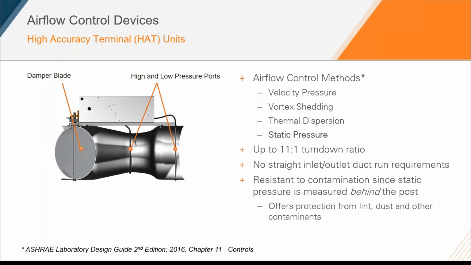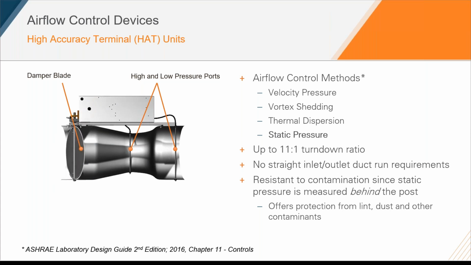So looking at this high accuracy terminal unit, the biggest thing you're going to see different between this valve is that shape. We no longer have that cylindrical shape. Instead, we're utilizing this venturi shape. What this venturi shape allows us to do is compress the airflow from the inlet of the valve to the throat of the valve. And what this does is it amplifies the pressure drop that we can measure and control airflow. So this amplification of the pressure drop now allows us to do two things.